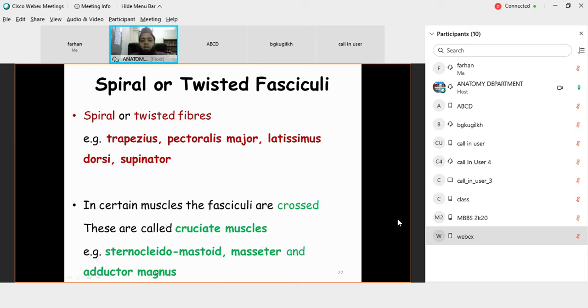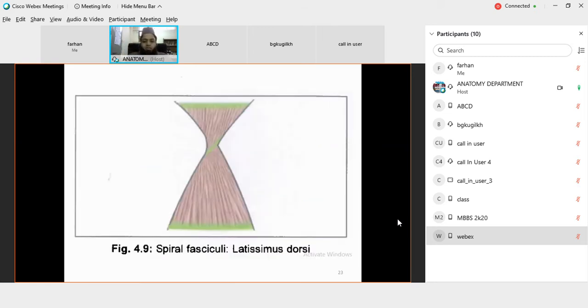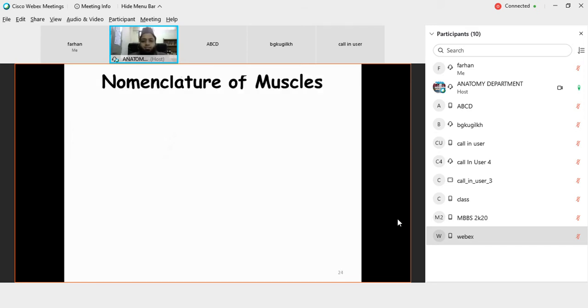So you can see from the name, some of the parts of the name pertain to the location of the muscle. Some nomenclature of the muscles depends upon the shape of the muscle, and some nomenclature of the muscle depends on the action, adductor, flexor, likewise. And then few differences. One magnus is a big muscle, one brevis is a small muscle, one longus is a long muscle, and brevis is short. So likewise, the nomenclature is there. This is the muscle latissimus dorsi having spiral fasciculi.